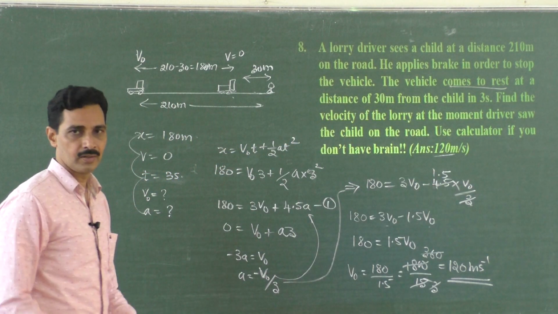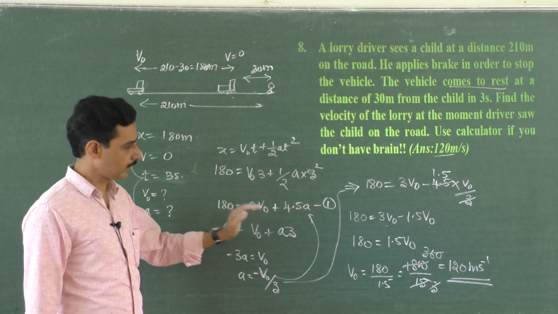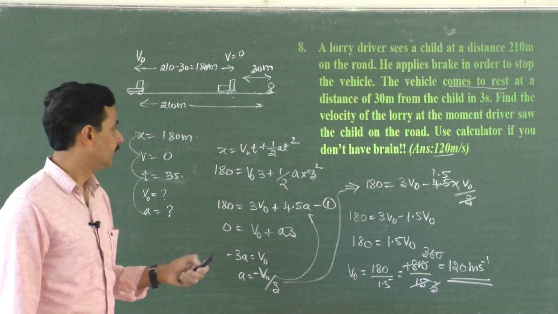Hope you have followed, right? You have to write two equations. We could have written another equation, v square is equal to v0 square plus 2ax. Solving that should also give the same answer. You can check it. Check whether you get the same answer or not.